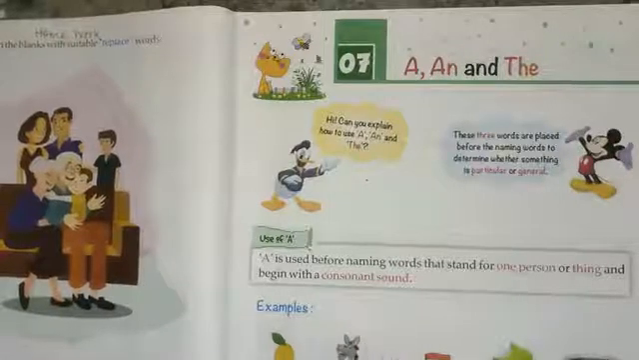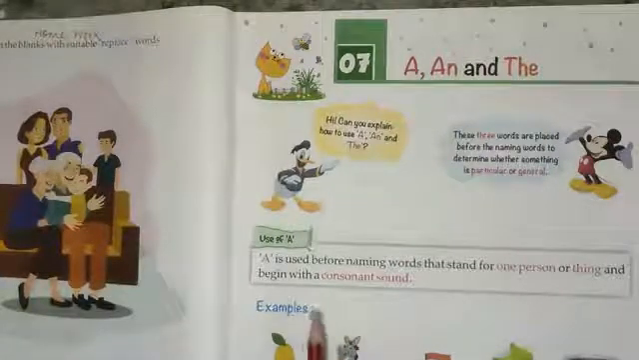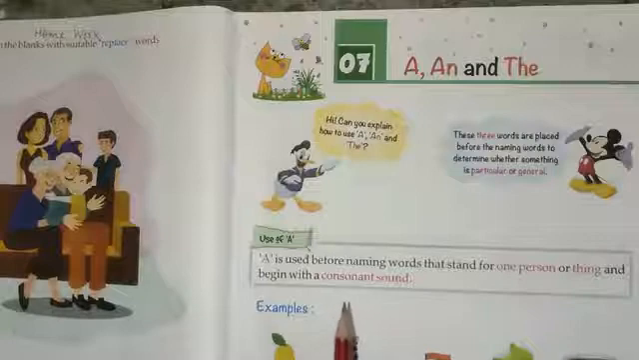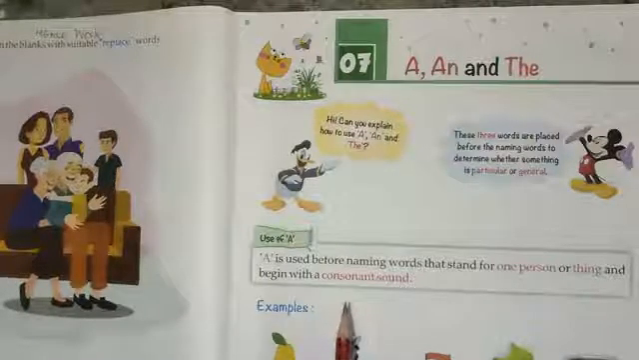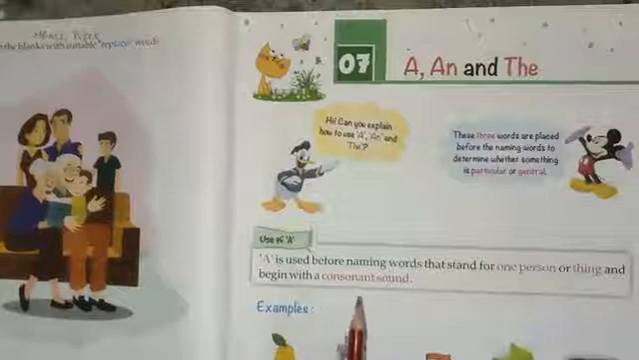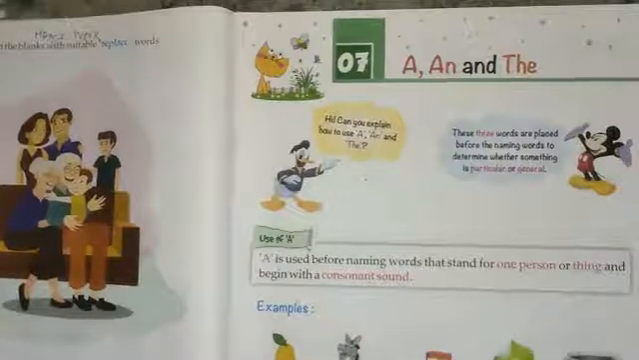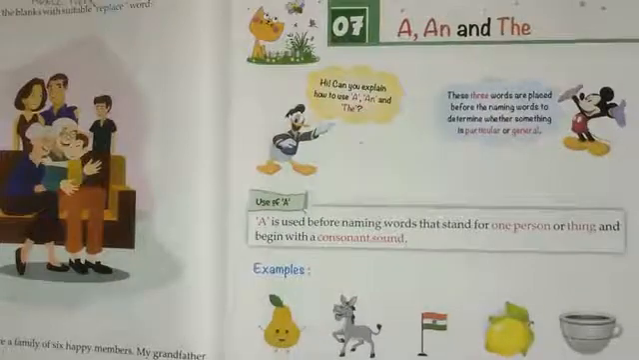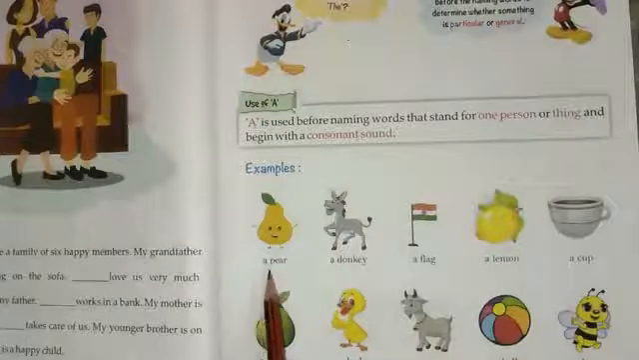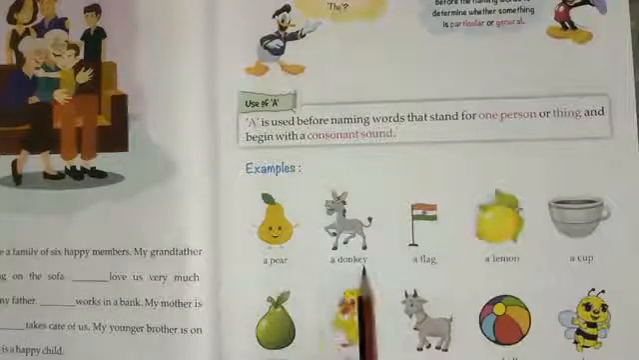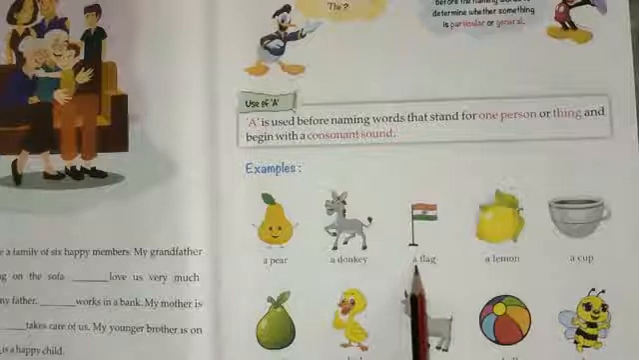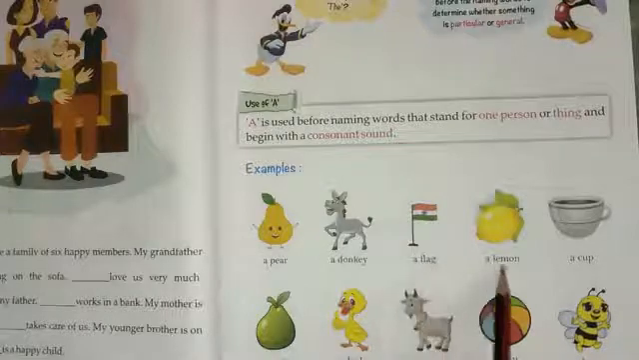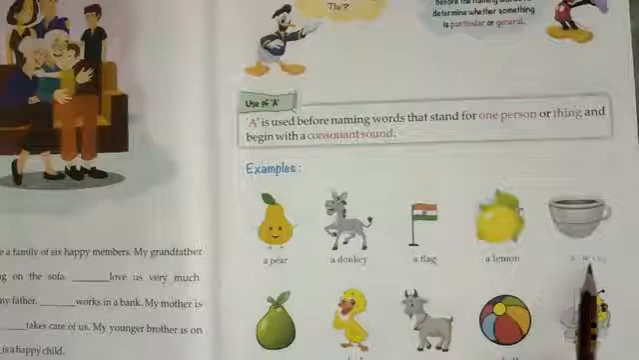Okay, dear children, as I taught you, A is used for singular word and begins with a consonant. Okay. So let's start. Read the book. Examples. A pear. A donkey. A flag. A lemon, a cup.